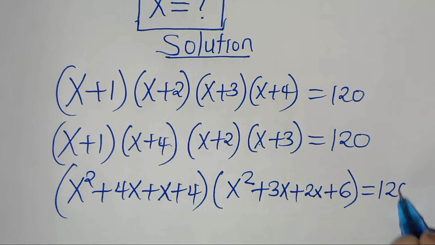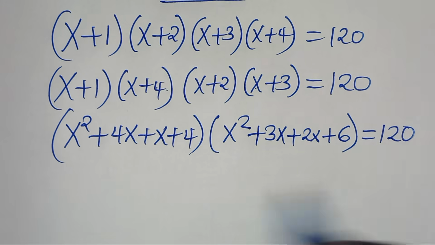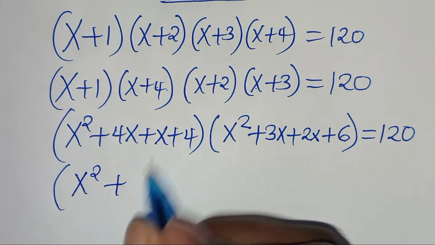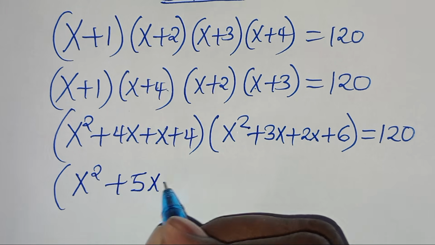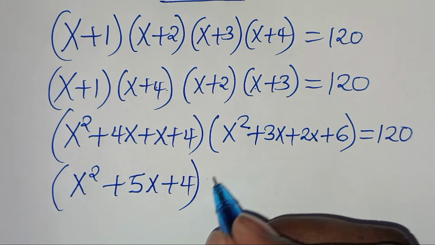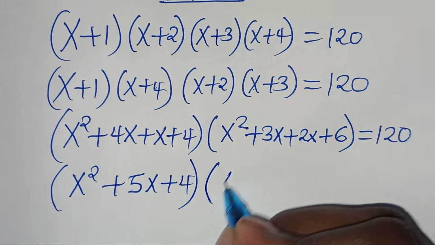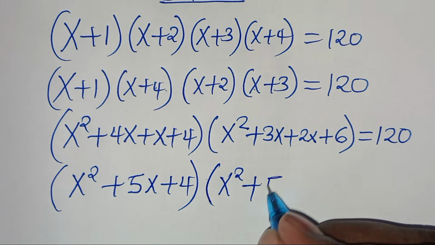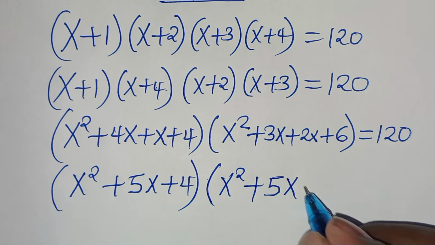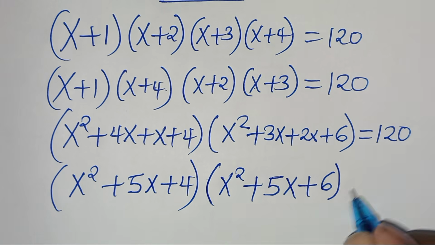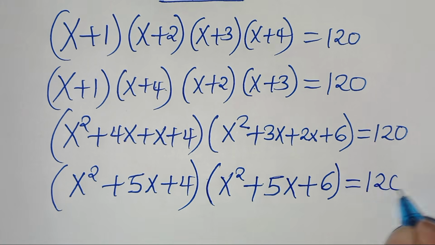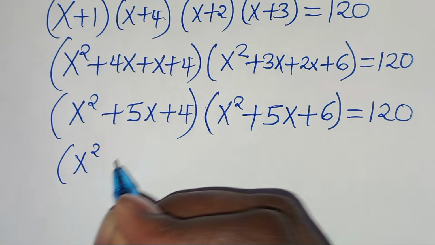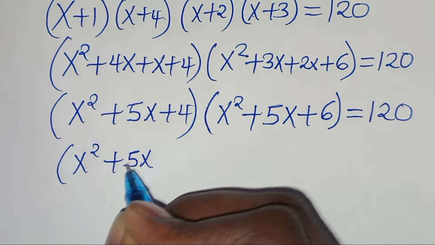So this is (x^2 + 4x + x + 4), close the parentheses. Then here we have (x^2 + 3x + 2x + 6), this is 5x, then plus 6, this is equal to 120. The next step is that we have (x^2 + 5x + 4)(x^2 + 5x + 6) equals 120.